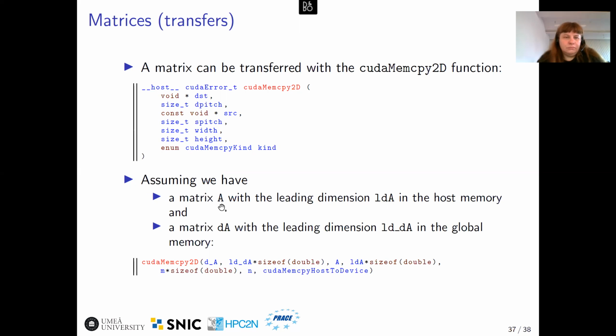Assume that the matrix A is stored in the host memory with the leading dimension LDA, and this time the leading dimension is measured in terms of words. Then we have a second matrix in the device memory called dA with the leading dimension LDdA. Then you could do the memory transfer with cudaMemcpy2D by telling that the transfer is going to be from the host memory to the device memory, and then you specify how many columns and how many rows you'll be moving.